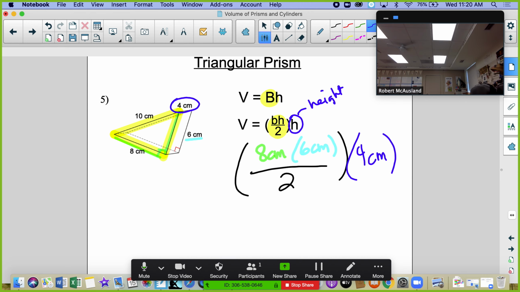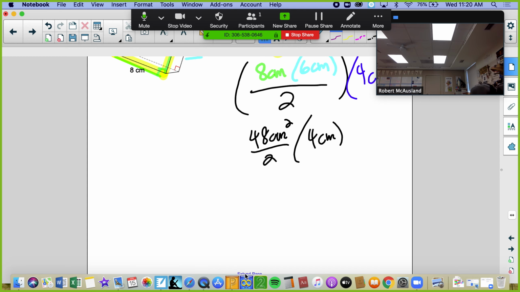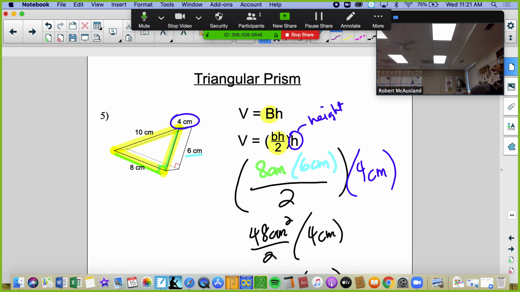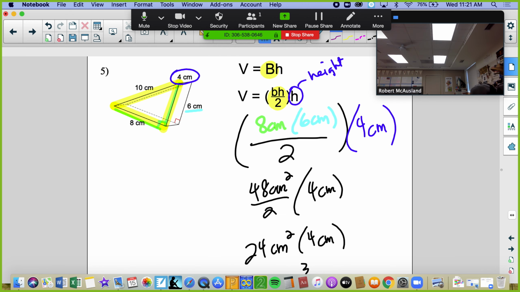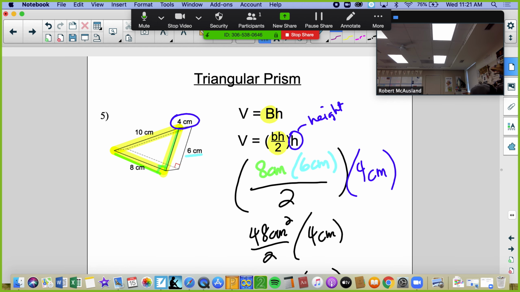So now let's simplify. 6 centimeters times 8 centimeters is 48 centimeters squared, divided by 2, times 4 centimeters. Half of 48 centimeters squared gives us 24 centimeters squared times 4 centimeters, which gives us 96 centimeters cubed. So the volume of that triangular prism is going to be 96 centimeters cubed.